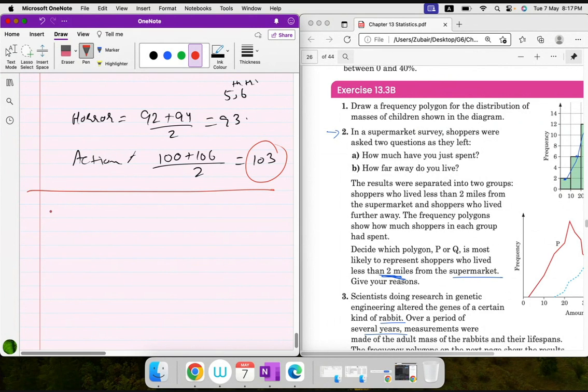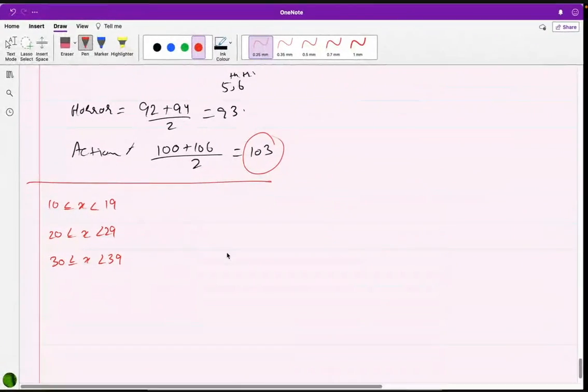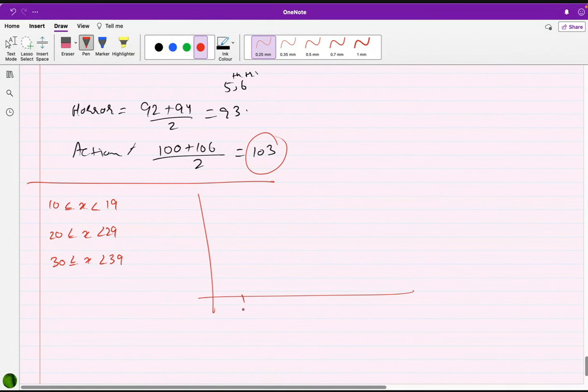For example, we draw from 10 less than or equal to x less than 19, 20 less than or equal to x less than 29, 30 less than or equal to x less than 39. Can you see the visible difference? So if we draw this, it starts from 10 and ends at 19. Then it starts from 20 and ends at 29. Whatever the frequency will be, they'll have these heights. And then 30 to 39.